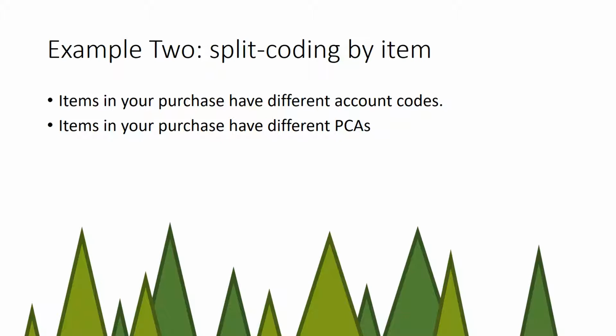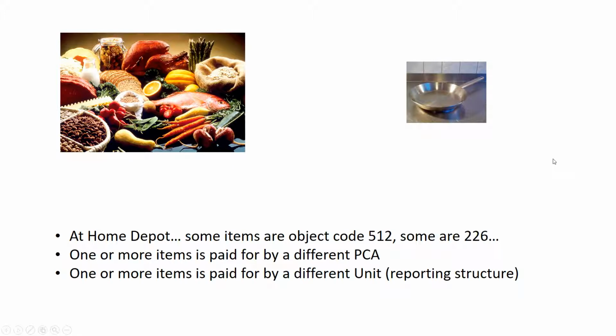Let's take an example I mentioned earlier. Let's say you went to Costco, and while you were there buying food, you realized that your fire station needs a new frying pan, so you bought a frying pan too. Of course, these different objects have different account codes. This example would also work for any other situation where you're coding items differently. Perhaps you went to Home Depot and bought some items that would have been object code 512, along with some that would have been 226. Or perhaps you bought several items, but you're charging one of them to a different PCA. Or you bought several items, but you're charging one of them to a different unit.